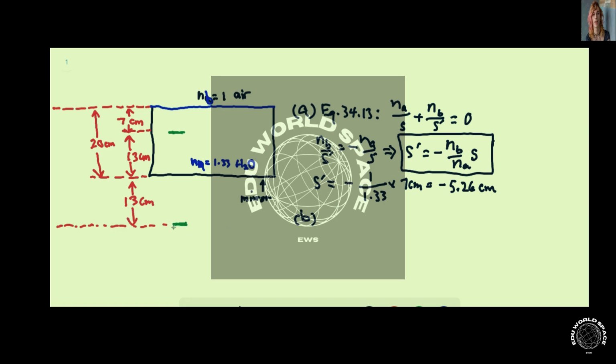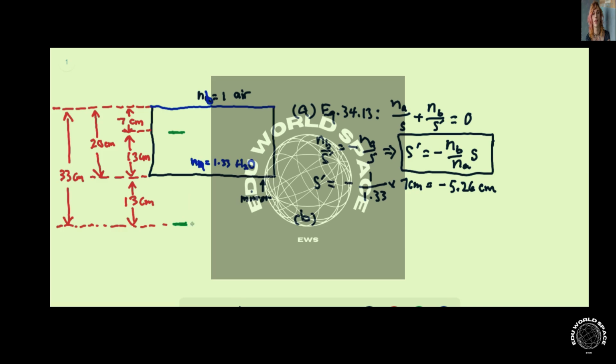And the total distance at which the fish would appear from the surface of the water is the depth of the tank plus the distance of the image from the bottom of the tank where the mirror is, right? So we just add 20 and 13, and that will give us the total, which we obtain as 33 centimeters. So the fish's image is 33 centimeters below the waterline.